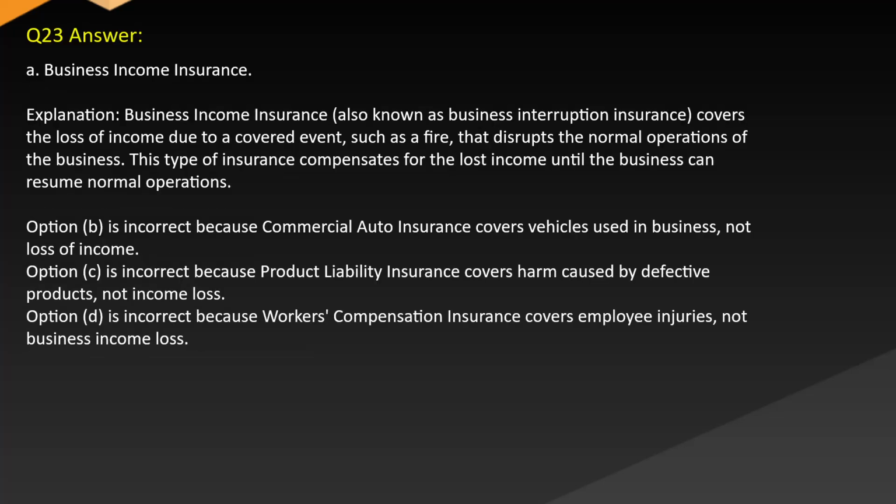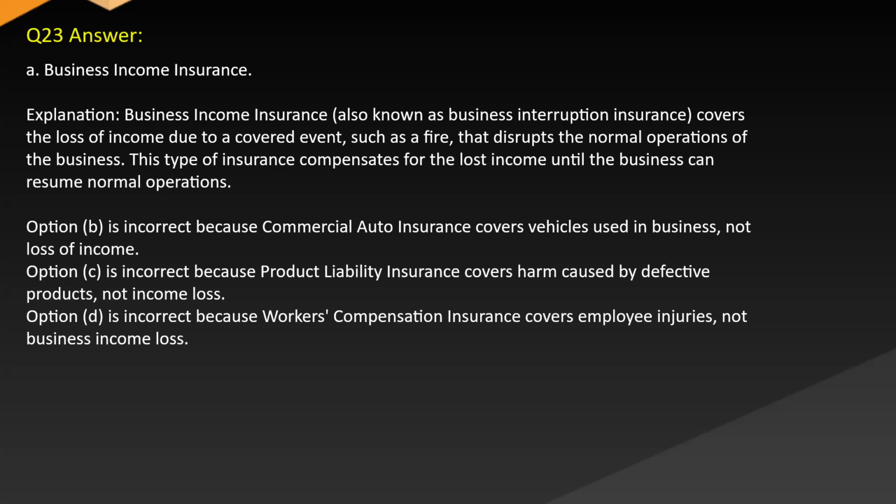Answer A. Business income insurance. Explanation: business income insurance, also known as business interruption insurance, covers the loss of income due to a covered event, such as a fire, that disrupts the normal operations of the business. This type of insurance compensates for the lost income until the business can resume normal operations.